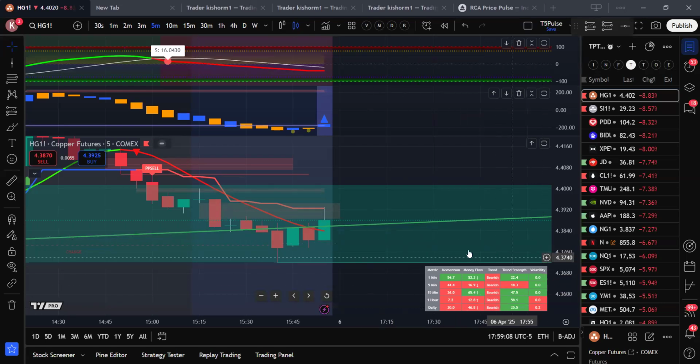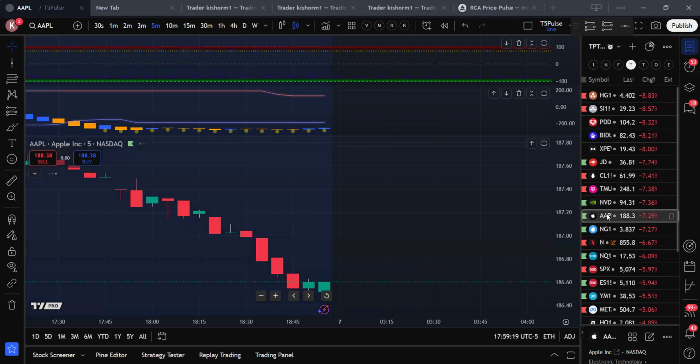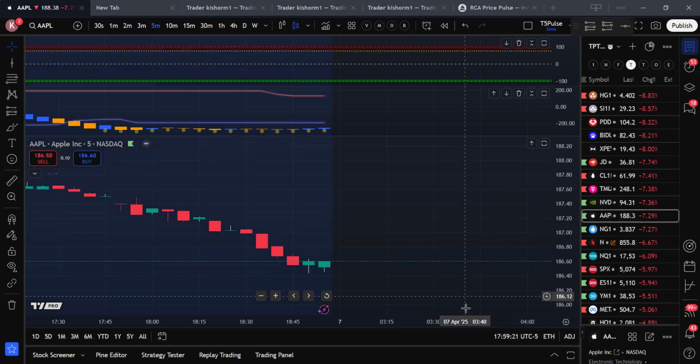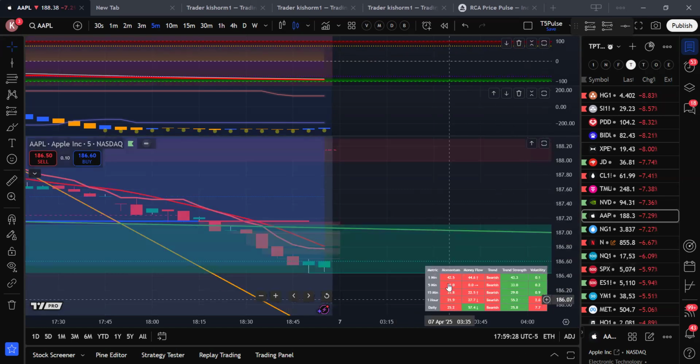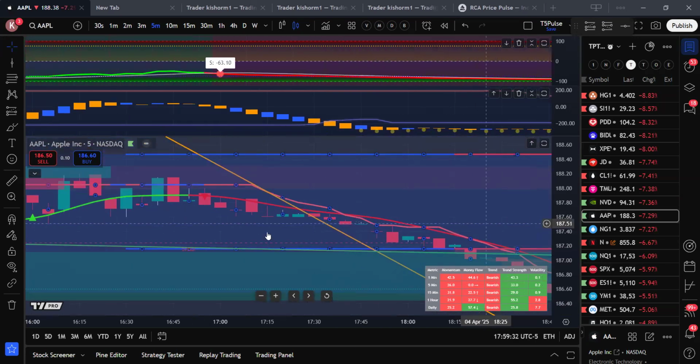So Price Pulse is our number one indicator. When you use Price Pulse, whether you're trading Nvidia, Tesla, or Apple, whatever it is, when you switch it on, you will immediately understand, okay, is the trend bullish or is the trend bearish, by looking at the table.